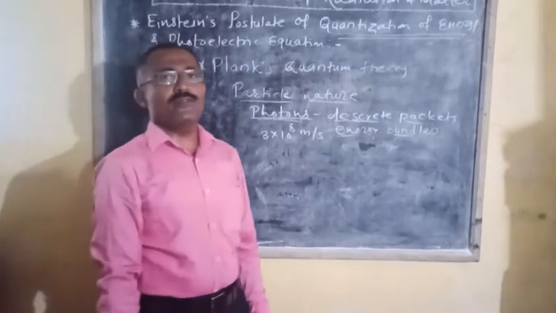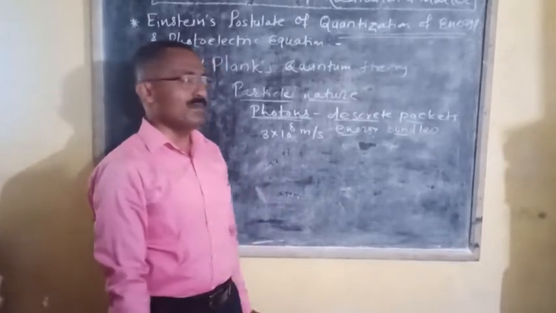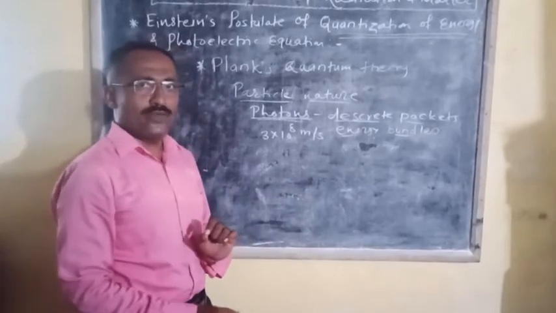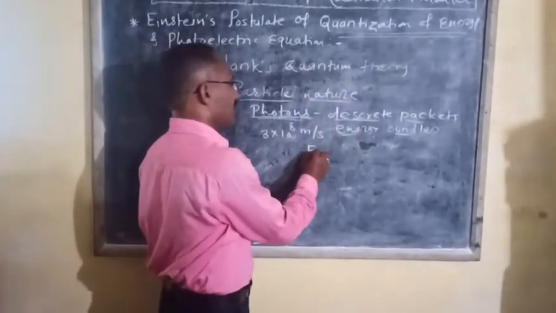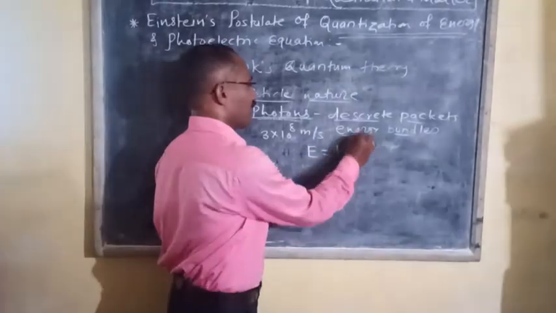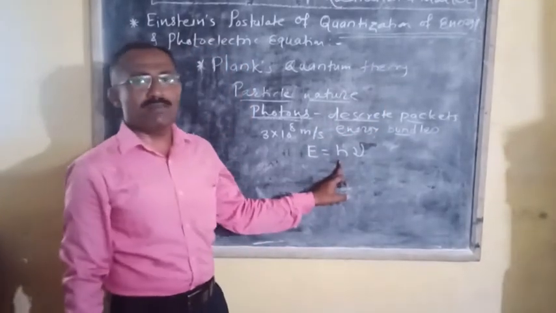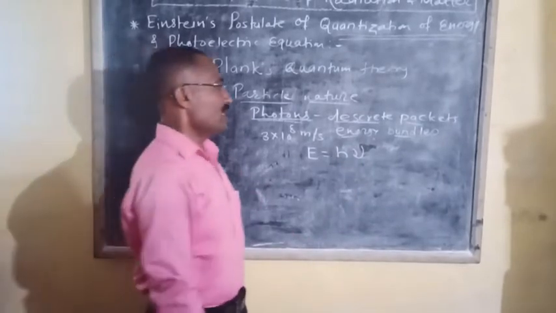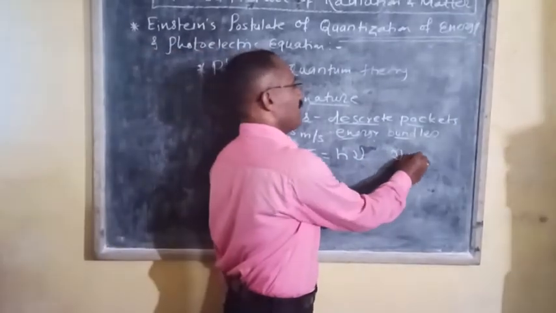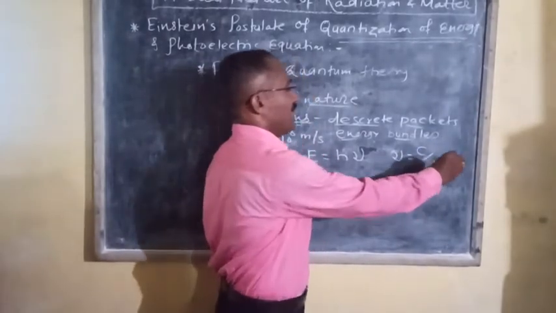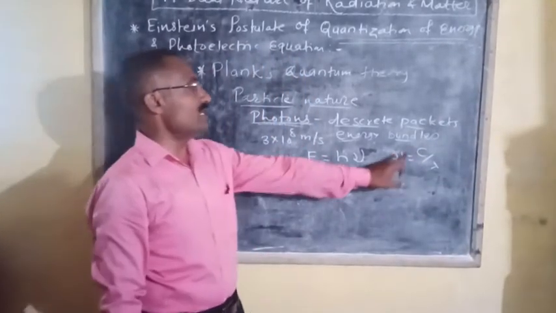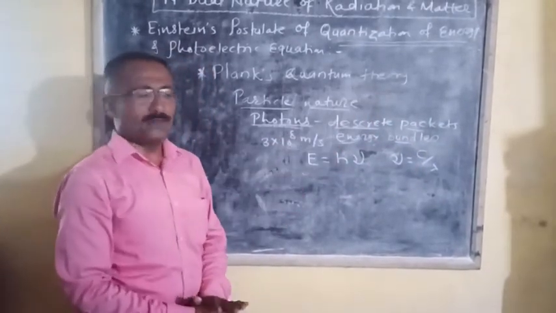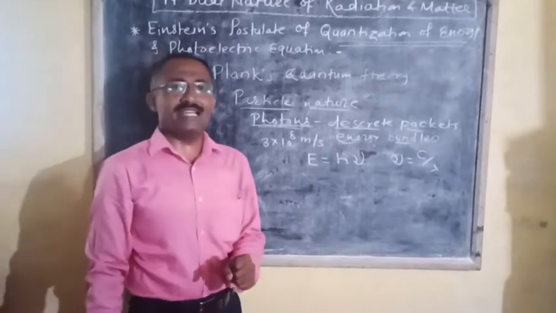If nu is the frequency of radiation, the frequency of light, then the energy of each photon is E is equal to h nu, where h is Planck's constant and nu is the frequency of each photon. This frequency can be given by nu is equal to c upon lambda, where lambda is the wavelength and c is the velocity of light. This is the quantization of energy. That means light consists of discrete energy bundles.